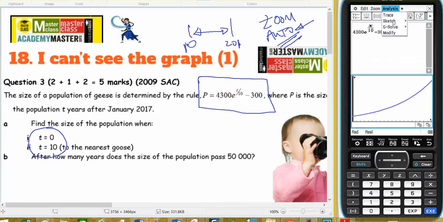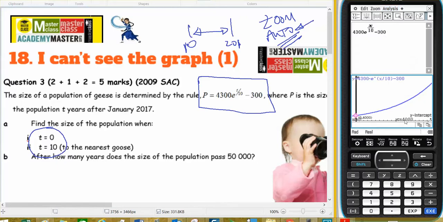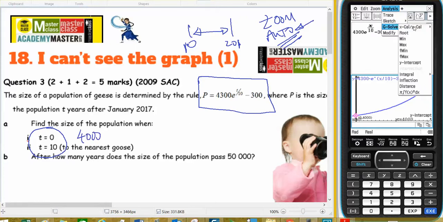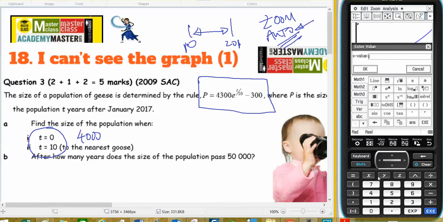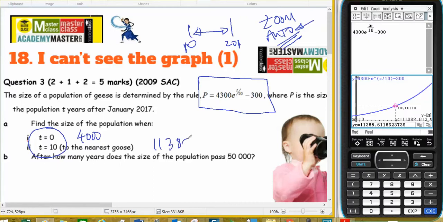So what is the population initially? So the y-intercept, not found. So if I move it over a little bit, analysis G-Solve y-intercept is going to be 4,000. And analysis G-Solve y-calc when x equals 10 to the nearest goose is 11,389 to the nearest goose, therefore my 0.6 gets rounded up to 9.